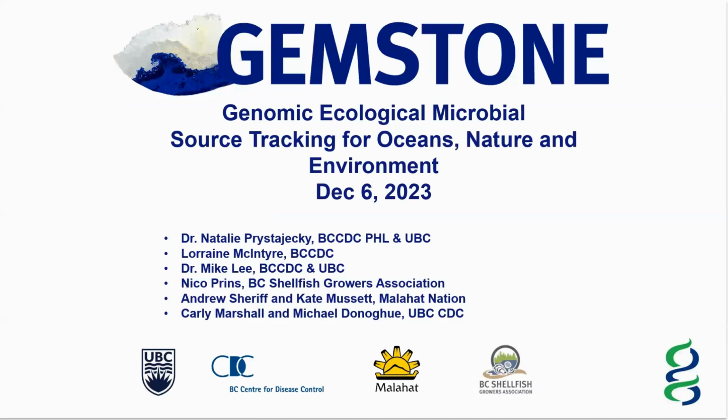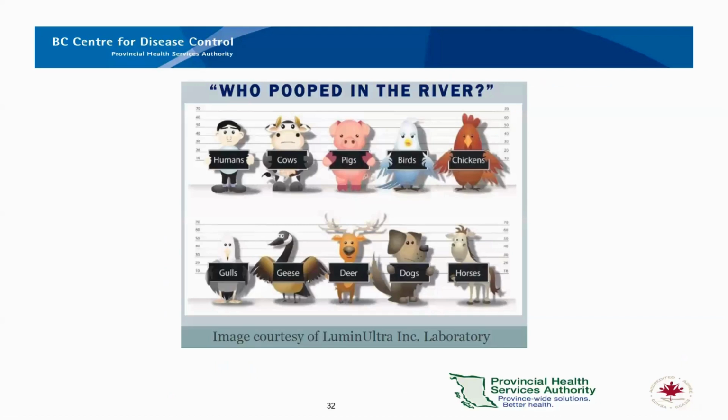Next slide. So as I mentioned, Gemstone is a project where we're looking into using these different data sources together. So we're looking at not only understanding the norovirus risks, but also understanding other sources of contamination as well and where they might originate from. If you go to the next slide. It's really focused on a premise of trying to understand who pooped in, not necessarily the river, but in this instance, the marine environment where oysters are raised.